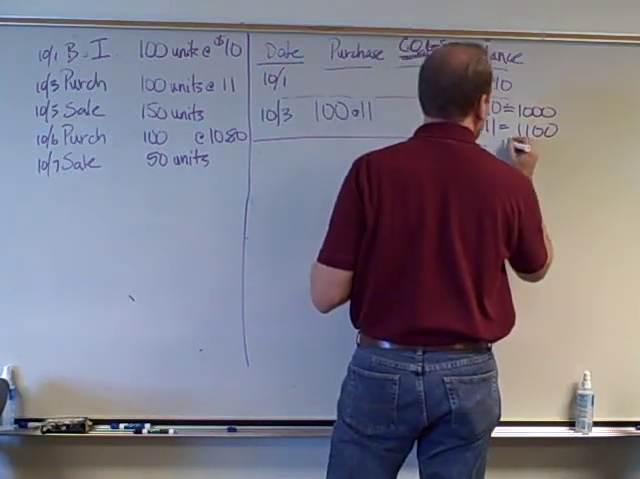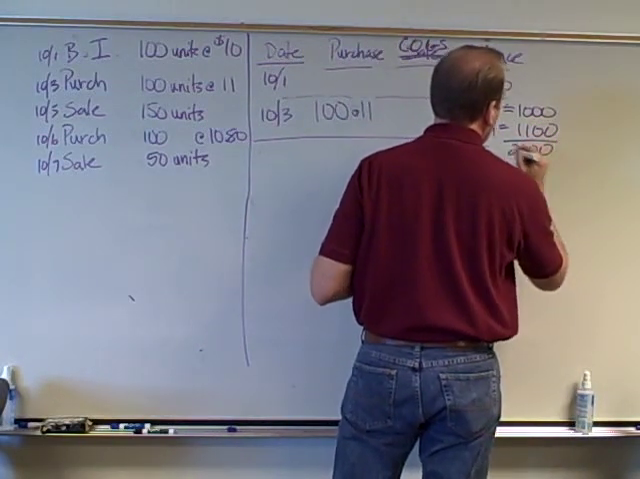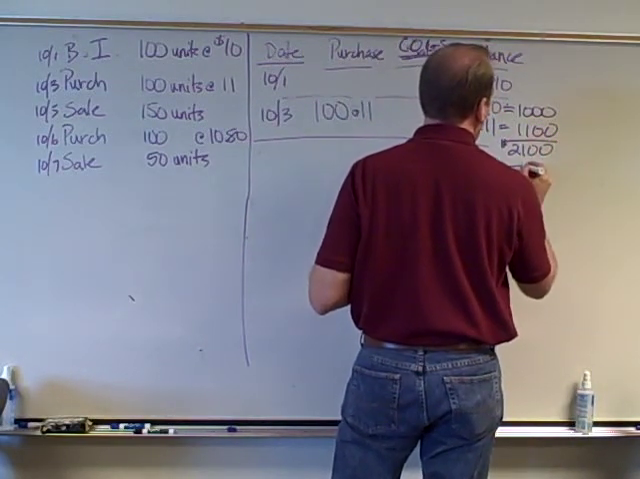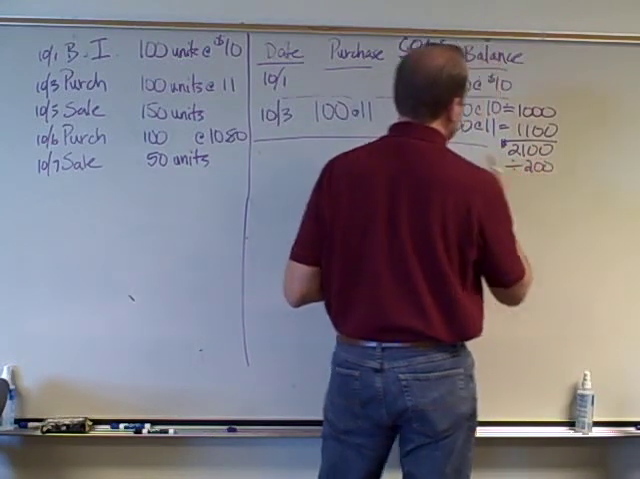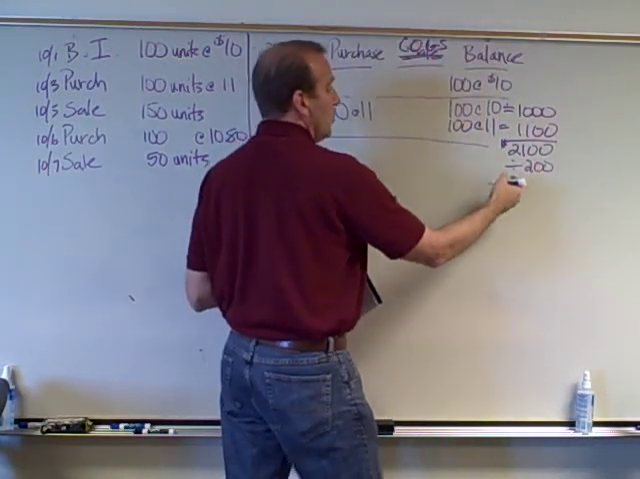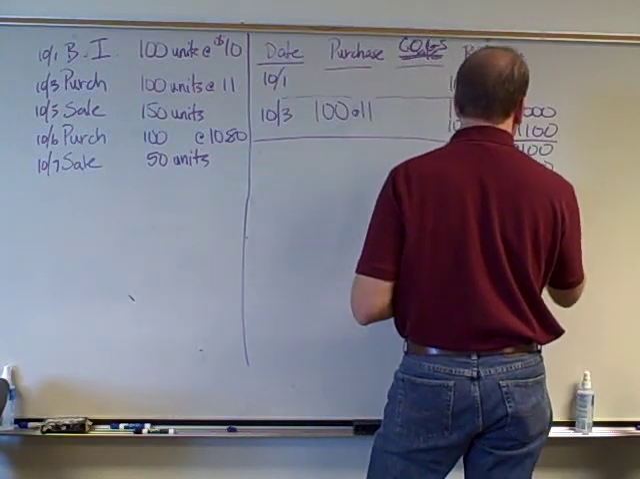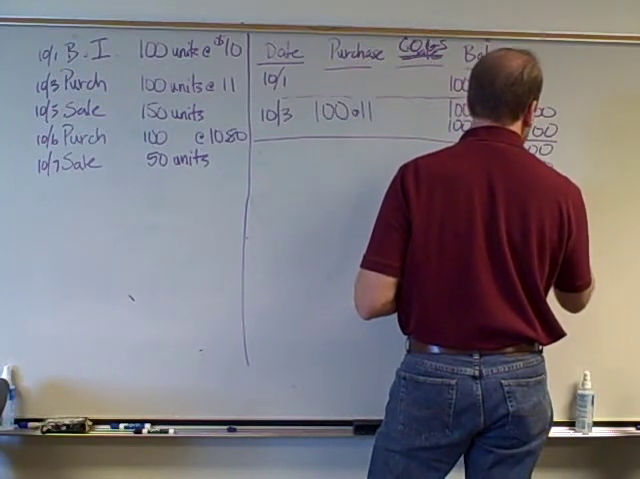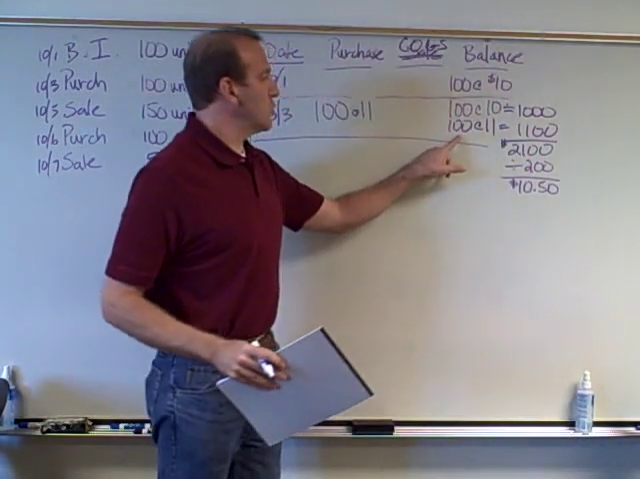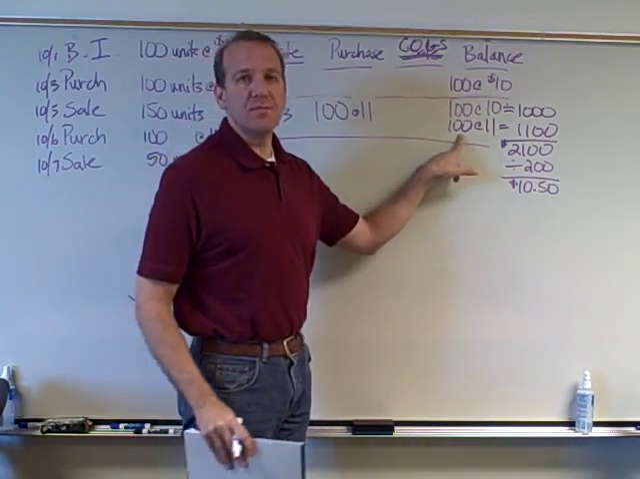So what we have then is $2,100 worth of inventory items. We're going to divide that by the number of units. 100 plus 100 is 200, which will get us our average of $10.50. So we're going to account for each one of these at a cost of $10.50.